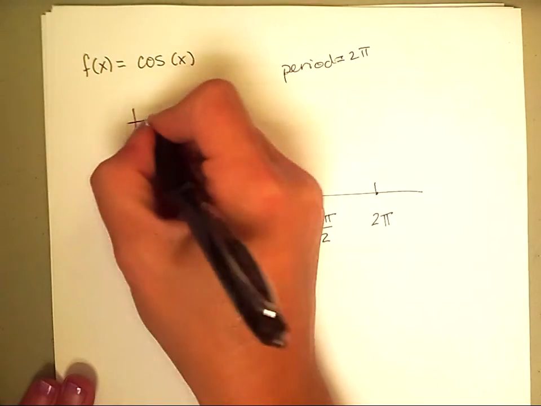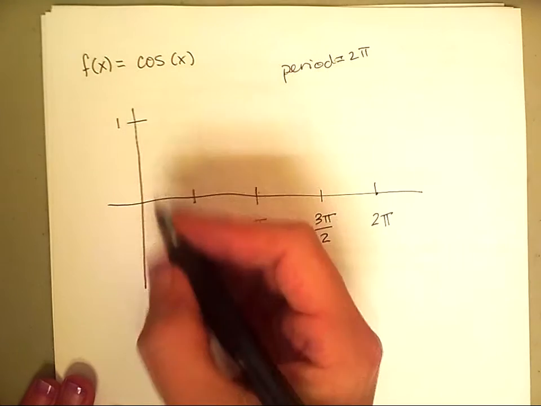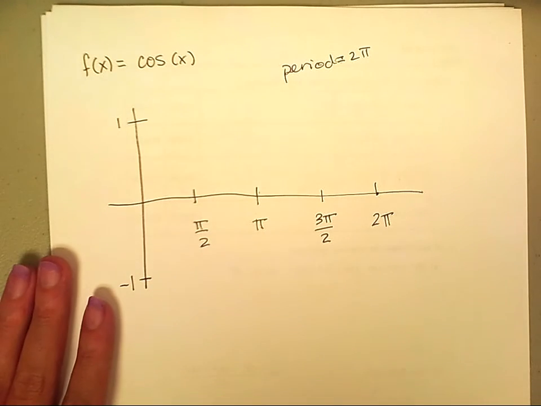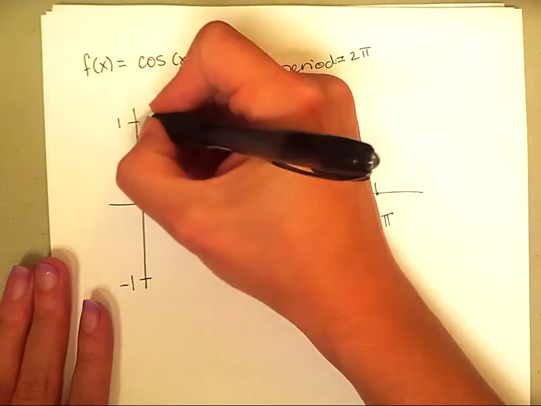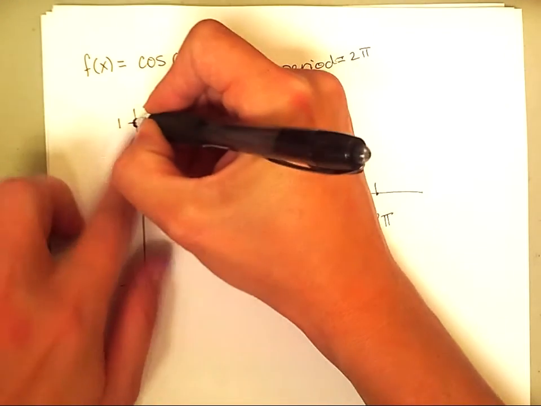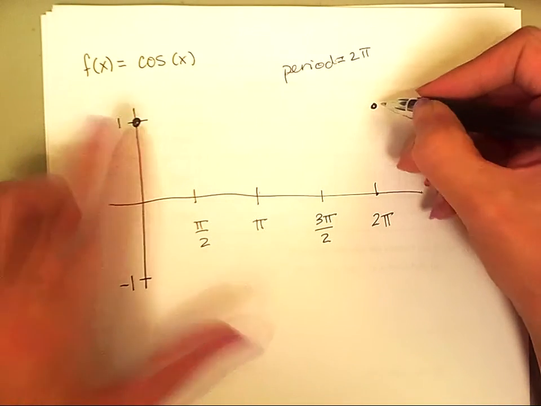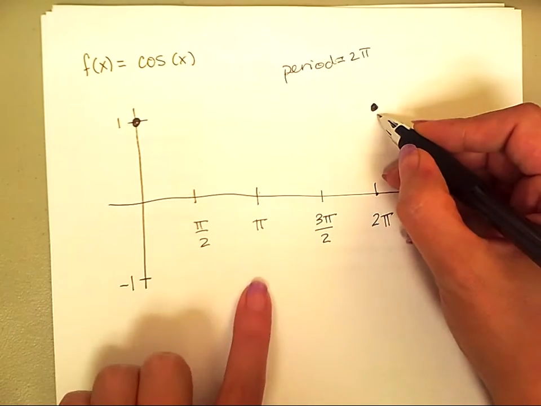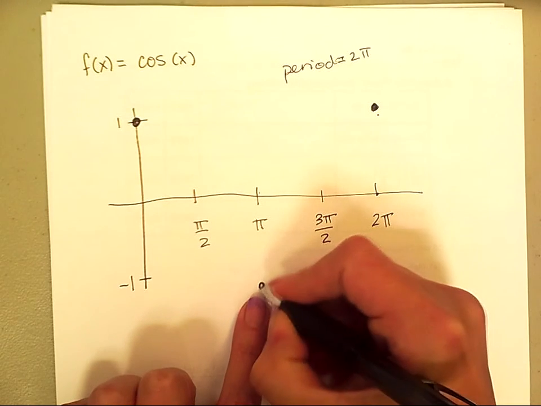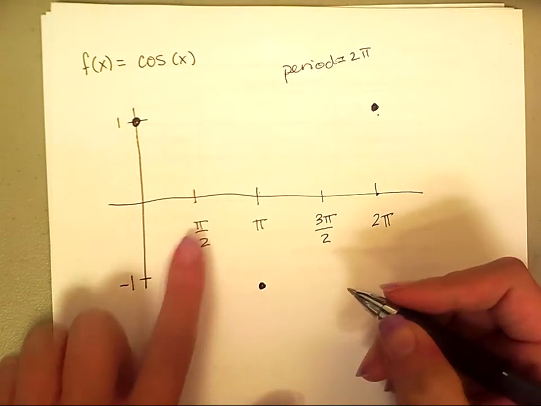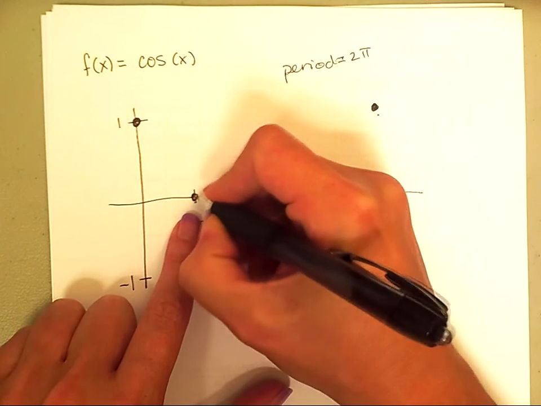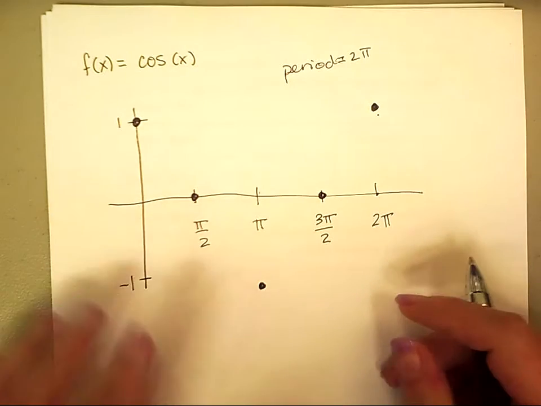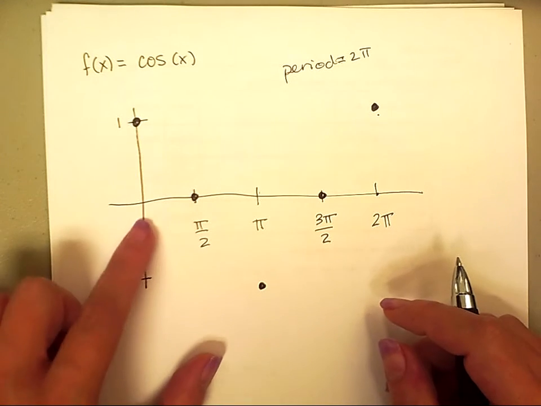Now the cosine also has an amplitude of 1, which means I need a positive 1 and a negative 1 down here. Now cosine starts at 0 and ends at 0. Or I'm sorry, at 1. Positive 1. Okay. And then halfway in between it valleys at negative 1. And then halfway in between those, we're at 0. And now we can connect the dots.